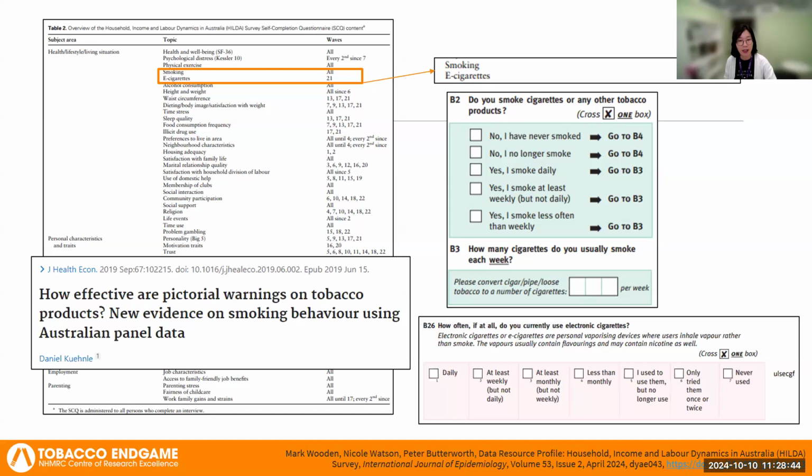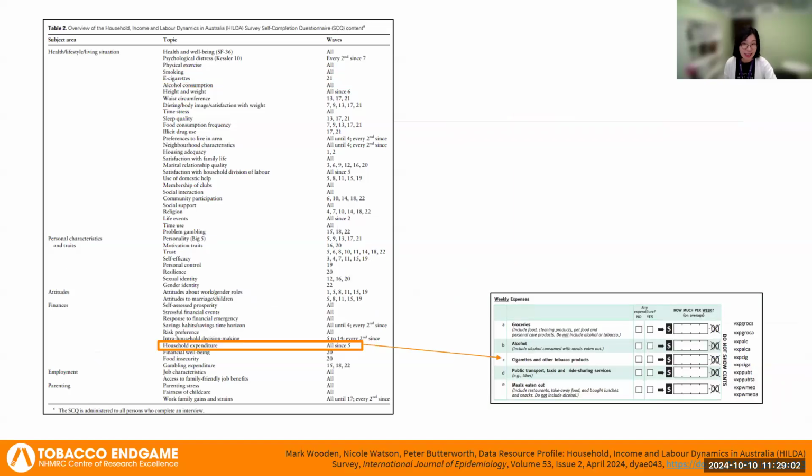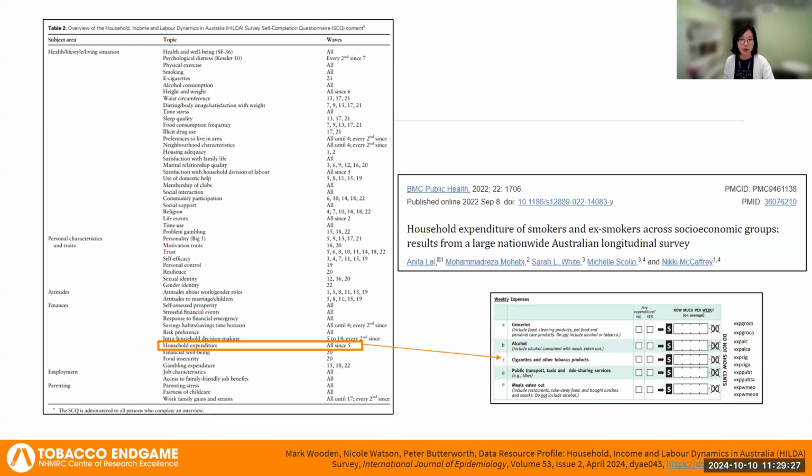The survey data have also been used to evaluate health policy. For example, this study showed how reforms to pictorial warnings on cigarette packaging lowered smoking rates in Australia. One benefit I found in this survey is that there is a weekly expenditure question, and it includes cigarettes and other tobacco products expenditures on a weekly basis. Given the high cost of cigarettes in Australia, I think understanding this expenditure is really important. So a study in 2022 used this data to examine the household expenditure of smokers across different socioeconomic groups.